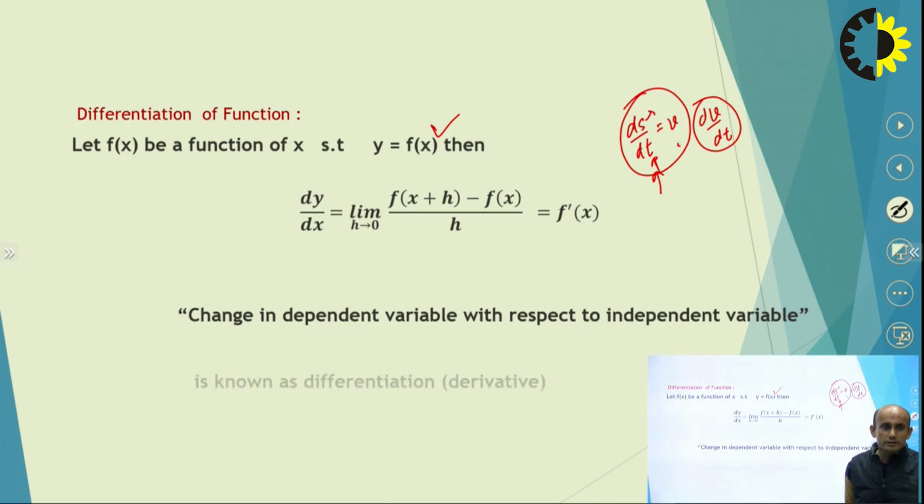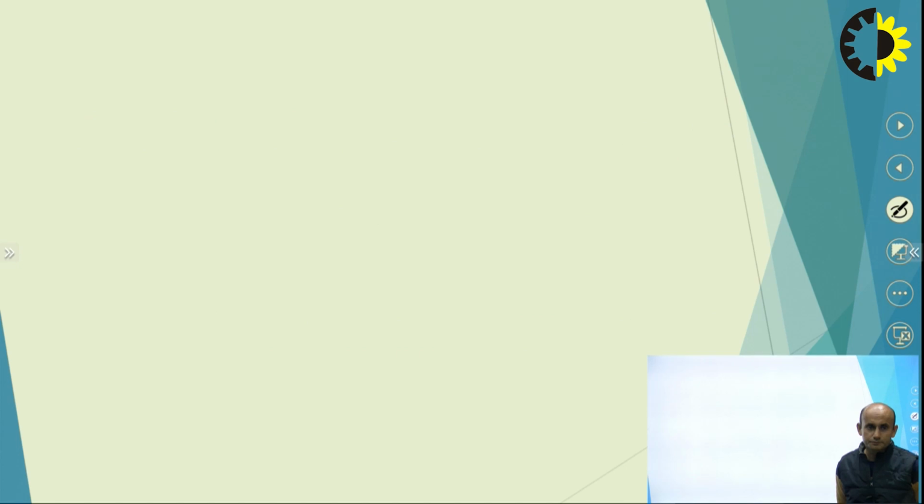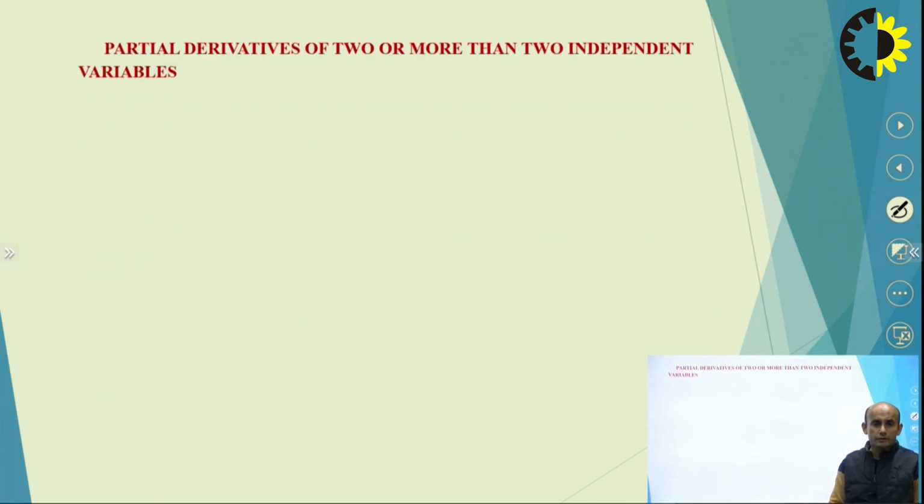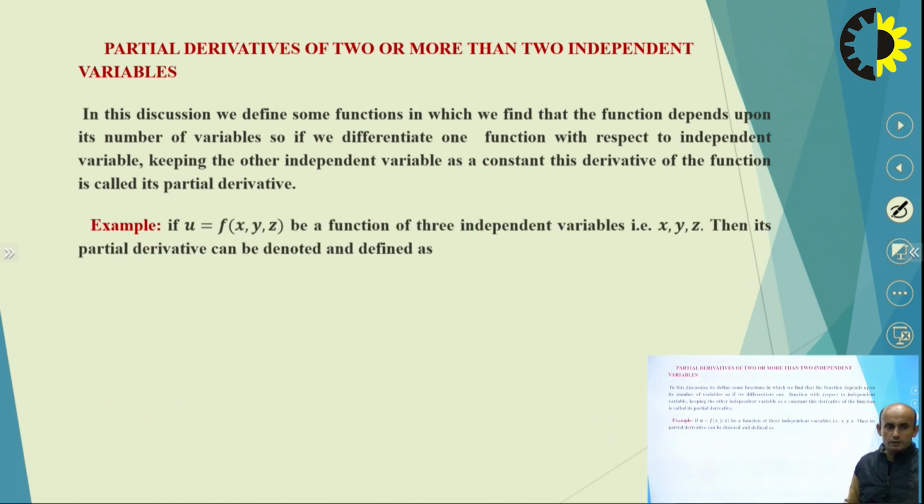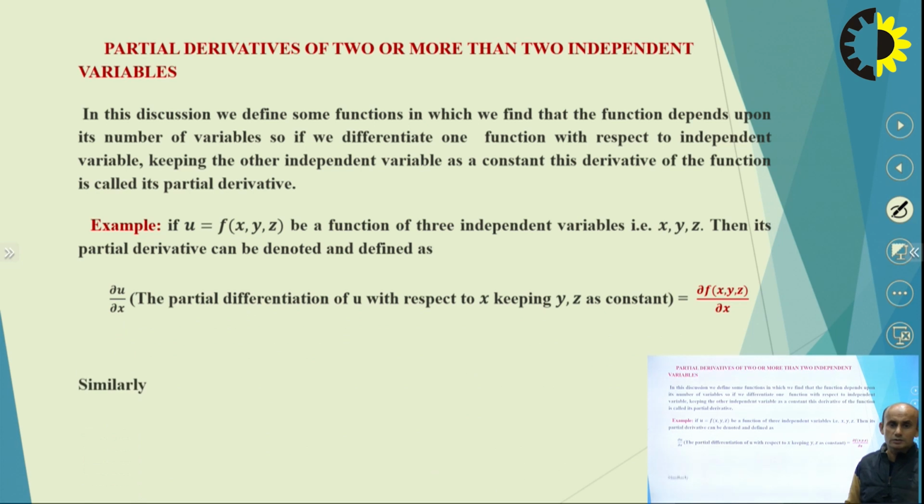Now, in this lecture, I will discuss partial differentiation, that is, the differentiation of functions of more than one variable. So, suppose we have a function u as a function of x, y, z, so u is a function of the variables x, y, and z, and we have to differentiate this u with respect to the variables x, y, and z.